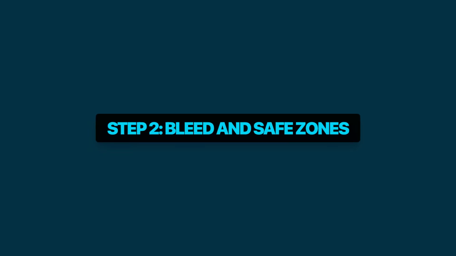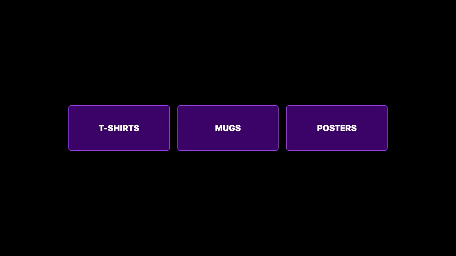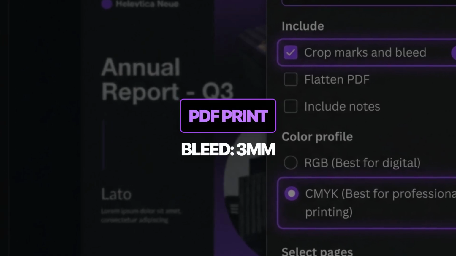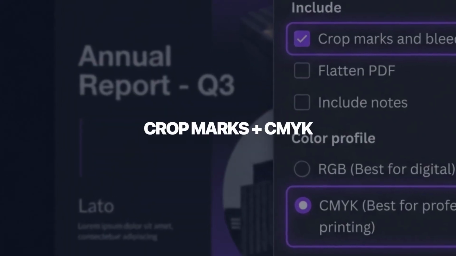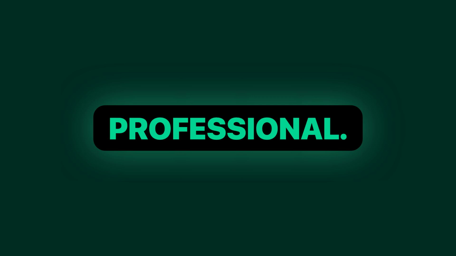Step 2. Configure bleed and safe zones. For print-on-demand products like t-shirts, mugs, and posters, you need bleed settings. When downloading, select PDF print. Set bleed to 3 mm. Enable crop marks and set the color profile to CMYK. Without bleed, your design might have white edges after cutting. With proper bleed, it looks professional on absolutely every product.